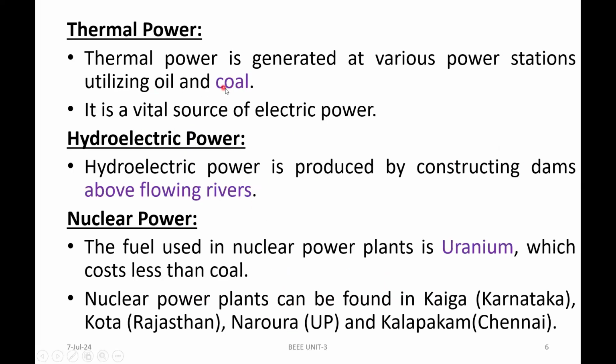Thermal power is generated at various power stations using oil and coal. It is a vital source of electrical power. Hydroelectric power is produced by constructing dams across flowing rivers. Nuclear power: the fuel used in nuclear power plants is uranium or plutonium, which costs less than coal. Nuclear power plants can be found in Kaiga, Kota, Arora, and Kalpakkam.